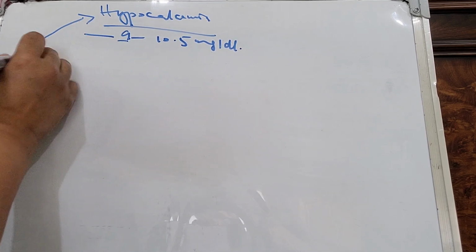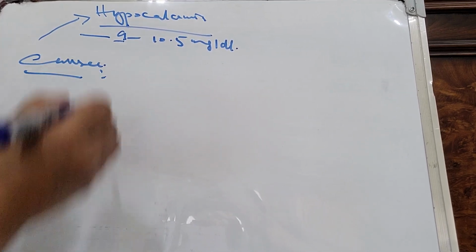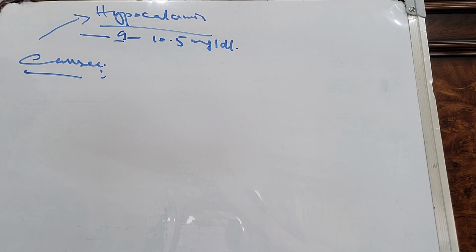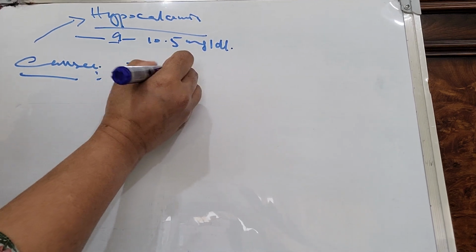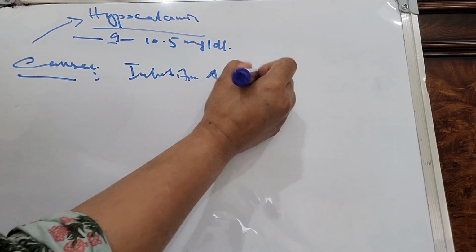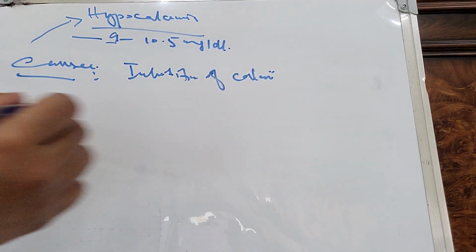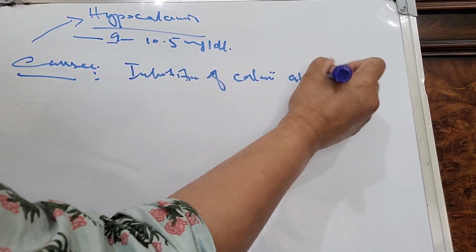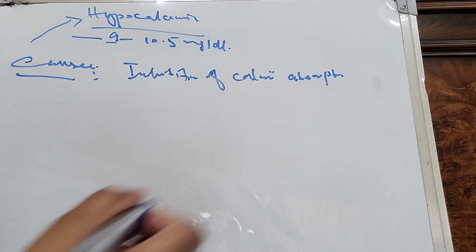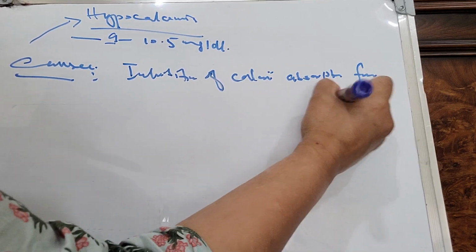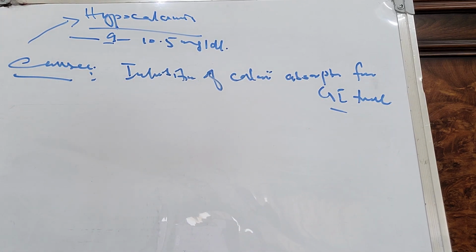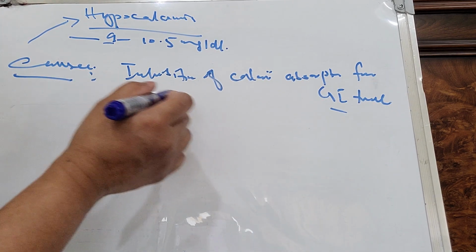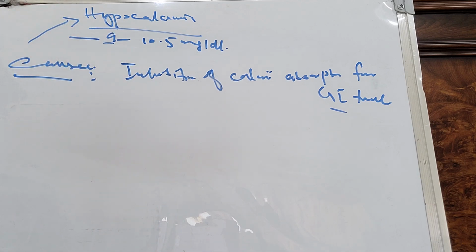What are the causes of hypocalcemia? The cause is inhibition of calcium absorption from the gastrointestinal tract. From the GI tract means our GI tract is not absorbing the calcium. That condition also causes hypocalcemia.